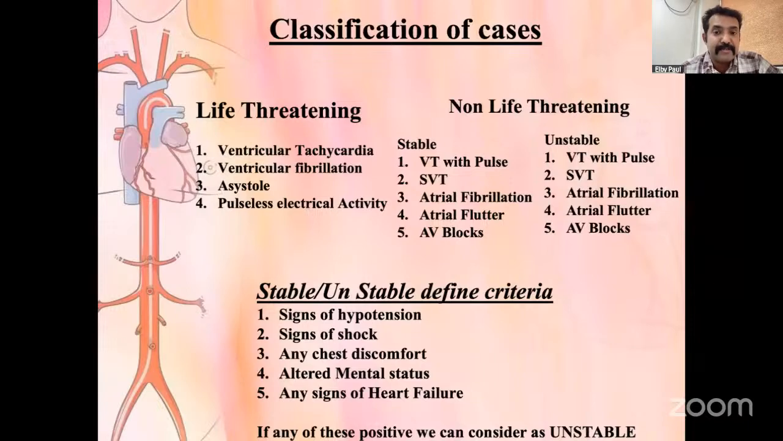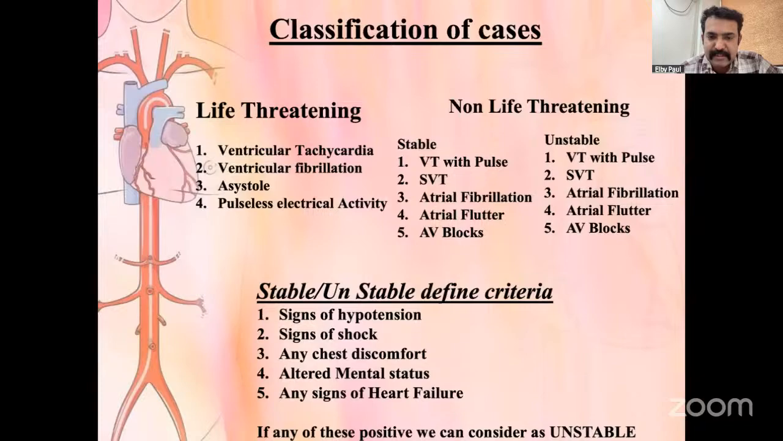SVT, supraventricular tachycardia, atrial fibrillation, atrial flutter, AV blocks. If the patient comes with these types of ECGs, we have to check the criteria for a stable or unstable situation. If the patient is unstable, we have to intervene as early as possible, otherwise it can convert into a life-threatening situation. If any of these are positive, we consider the patient unstable.